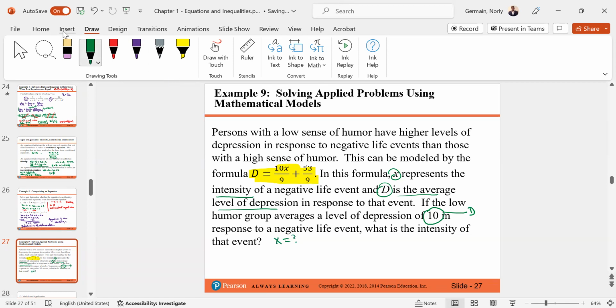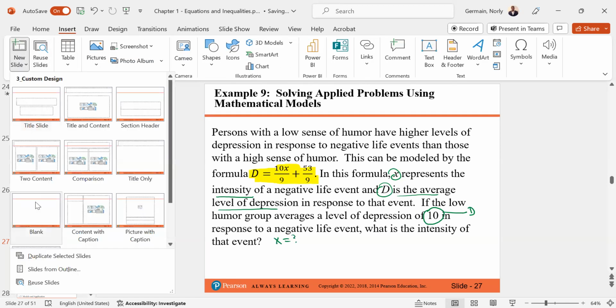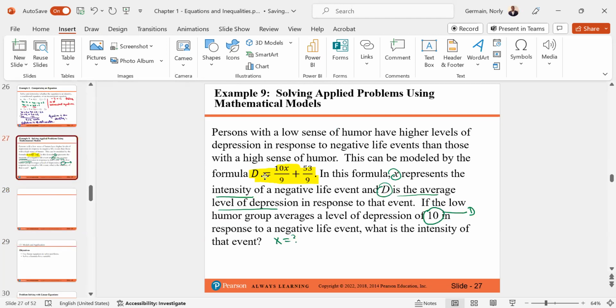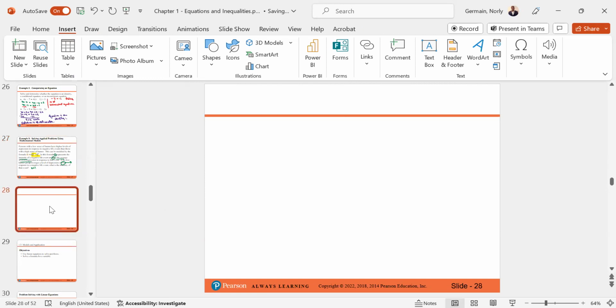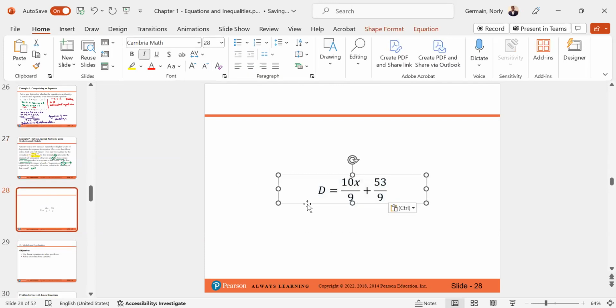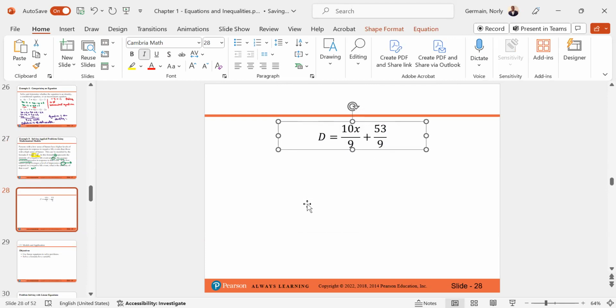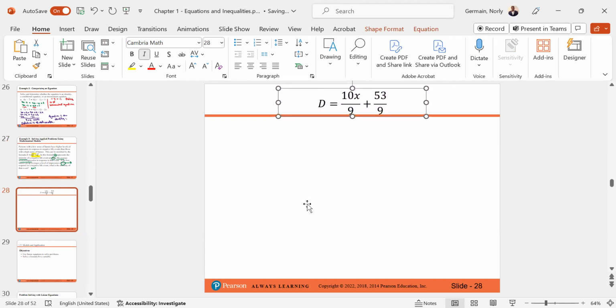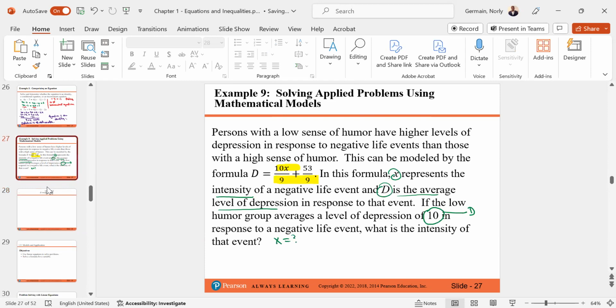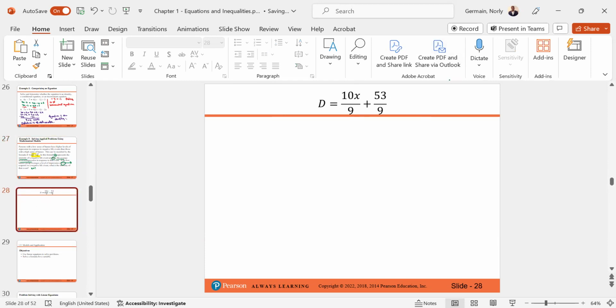Now, I'm going to use a different slide for that one. Let me copy this and put it on a different slide. All right, this is the equation we have. In the equation, remember D is 10 and we need to find X. D equals 10 and we need to find X.